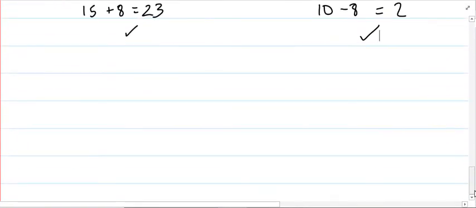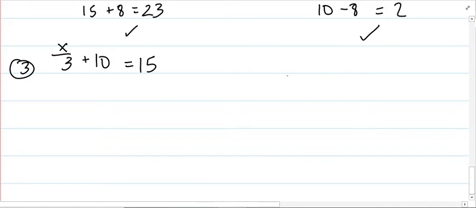These next two problems, I want you to try them on your own. Make sure you show work in your notes on how to get the correct answers. To try on your own, x over 3 plus 10 equals 15. And 3 minus 6x equals 9. Try these problems, try to find x, and don't forget to check your work.